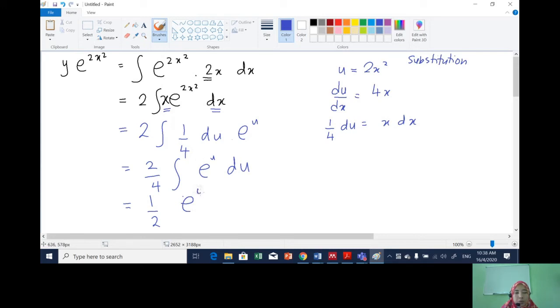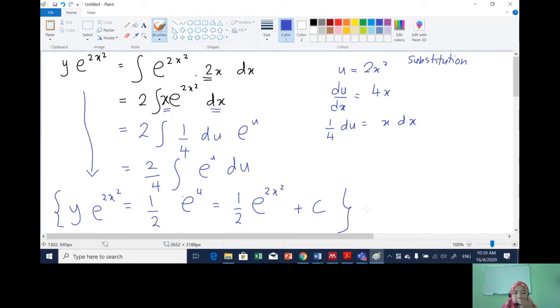That is equivalent to half e to the power of, with u changed back to the form in terms of x, which is 2x squared, then plus c. The one on the left hand side, we can write down here as y e^(2x squared). So the one at this step, including the left hand side here, is the general solution.